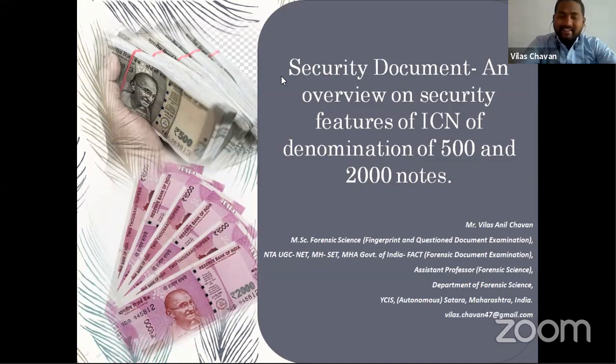Let's have a discussion about the meaning of security document, the different types of security documents, and application capacities worldwide, and then we will take an in-depth look at the security features of Indian currency note of denomination of 500 and 2000 bank notes.